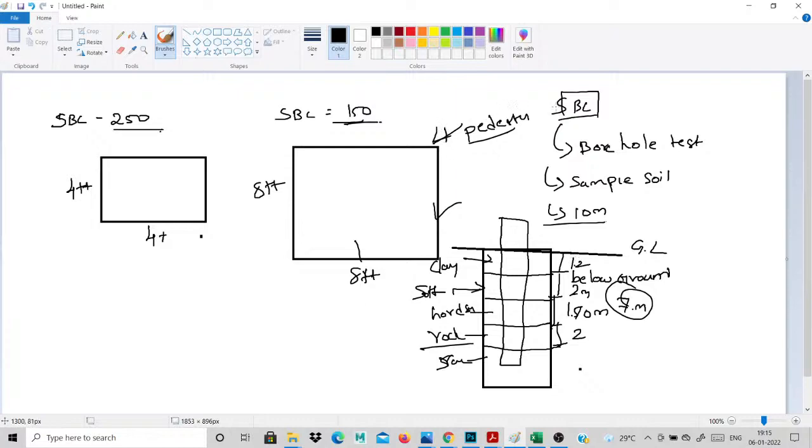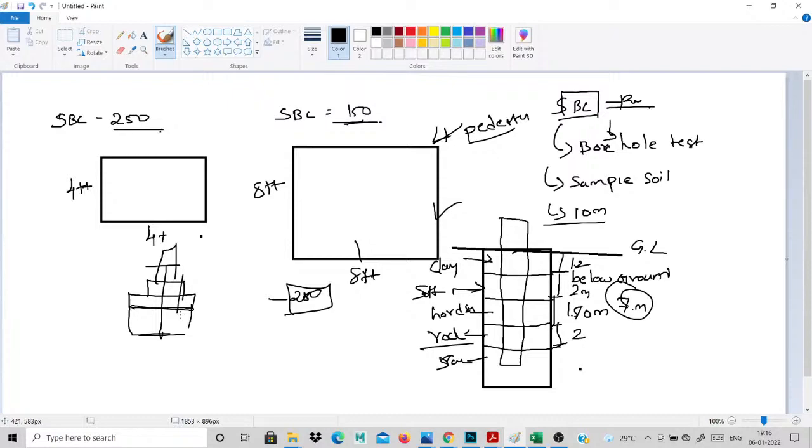For a residential building, the borehole test is compulsory. You take this sample, then if it gives a higher SBC, you excavate to this depth level, then fill with some stones and sand, then you put the normal isolated foundation for your buildings.